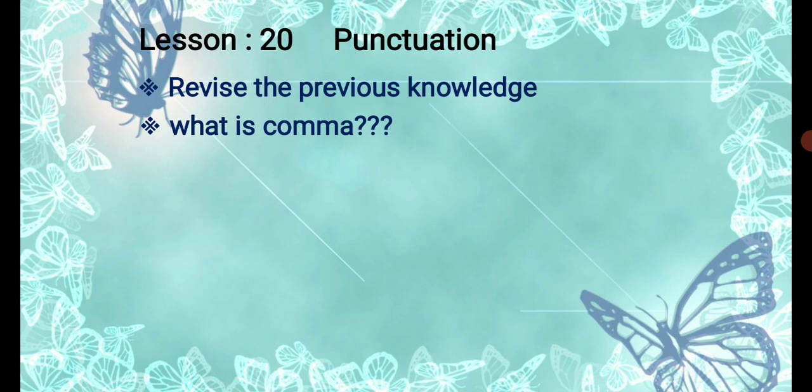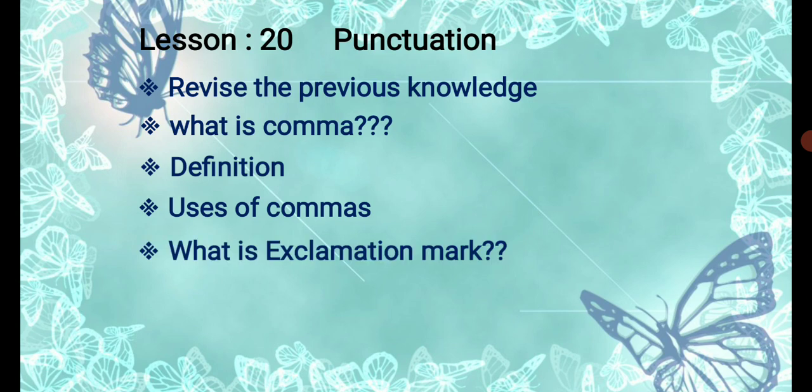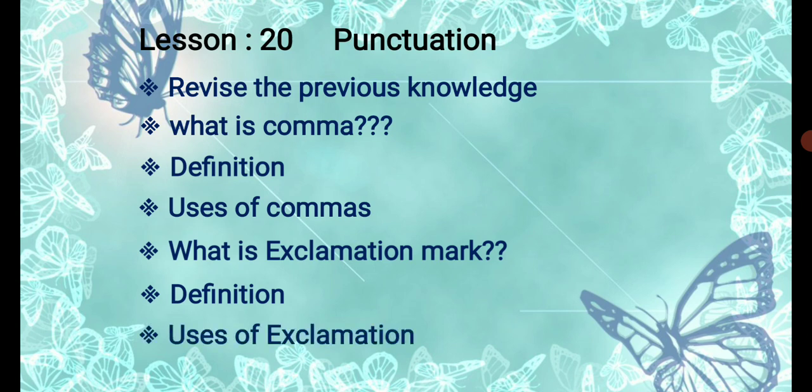So we will learn what a comma is, then we will see the definition of comma, then the uses of comma, then the next punctuation mark is the exclamation mark. Today we are going to learn two punctuation marks, comma and exclamation mark. After learning about the comma, we will learn about the exclamation mark, its definition and its uses. So let's start.